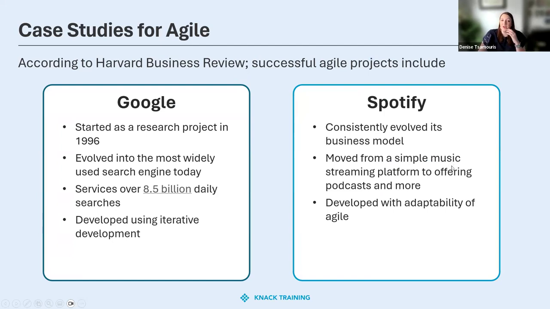Some great case studies for Agile would be Google and Spotify. I mean, Google started in 1996. I always love to tell my kids that I've been around longer than the internet. And you're not getting that same research project from 1996. They've evolved. They've used iterative development to continually meet the demands of their customers.